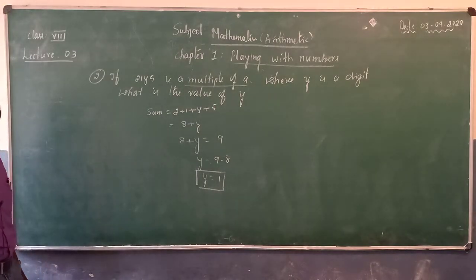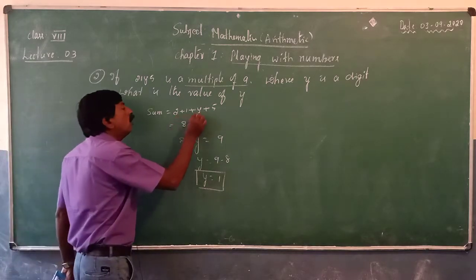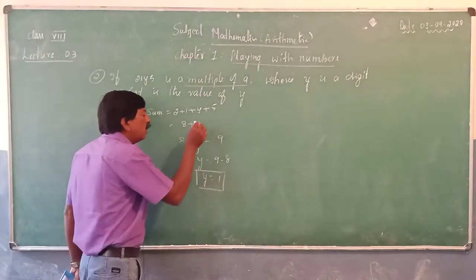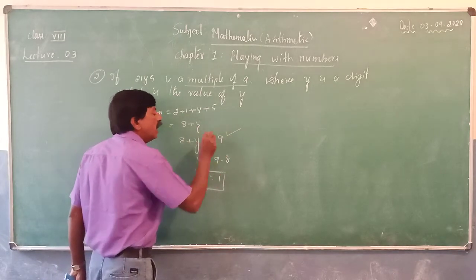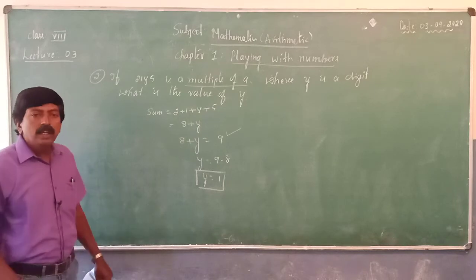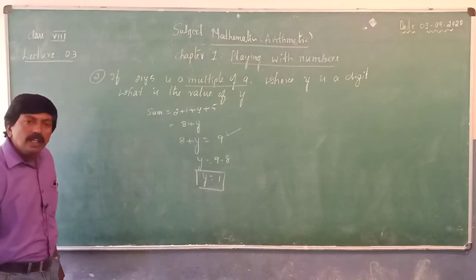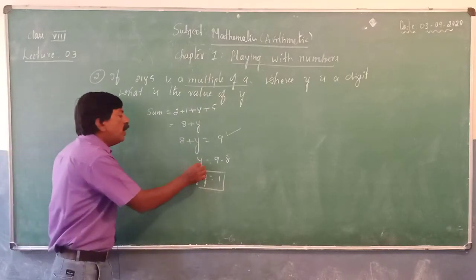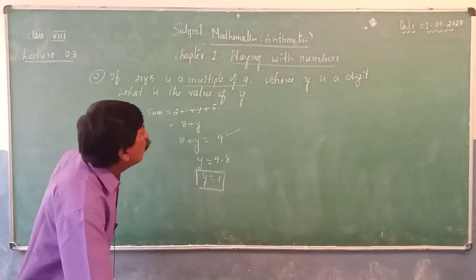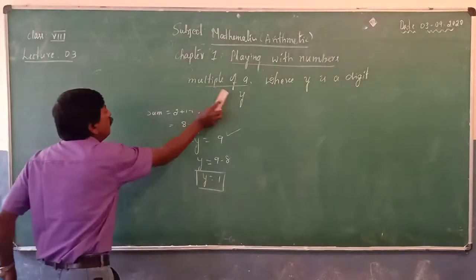So what we did here: we added all the digits in the numeral. We got 8 plus y. That 8 plus y is equal to 9, because we already know it is a multiple of 9. Therefore, you can consider it as equal to 9. So now y is equal to 9 minus 8. We got the value 1. And another problem.